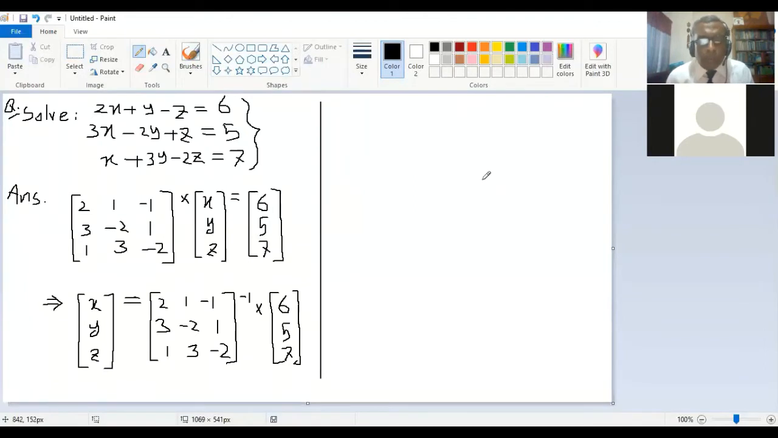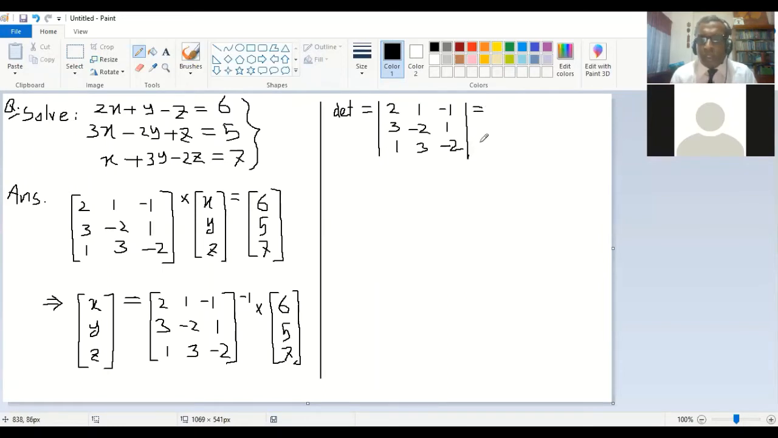Okay. Now we are doing the inverse of the matrix. So how can it be done? So we do the determinant, right? So we do the determinant. So what is the determinant value? I'm just doing it shortly. Determinant equal to, okay, let me write. This is 2 and 1 and minus 1, and then 3, minus 2 and 1, and then 1, 3, minus 2. And you find the determinant value.